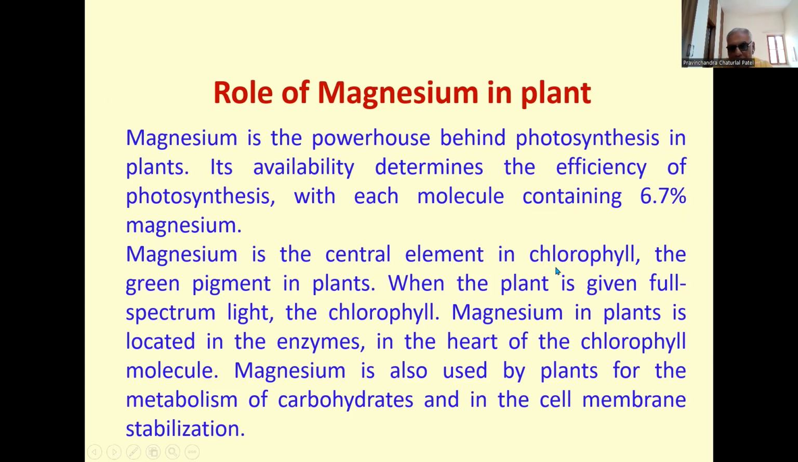Magnesium is the central element in chlorophyll. The green pigment in plants is only due to magnesium. If magnesium is deficient, then you will not find green plants, and the leaves become yellow or light.